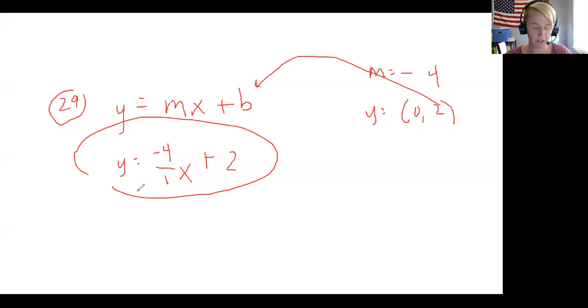So there you go. That's your little cheat sheet for your review, which is also going to be considered your test.